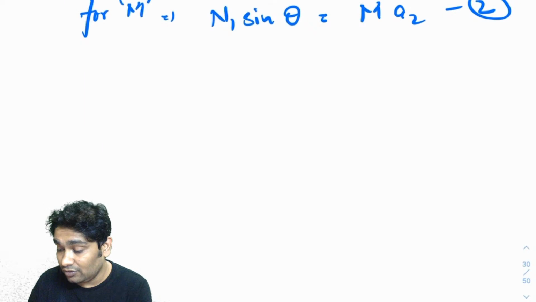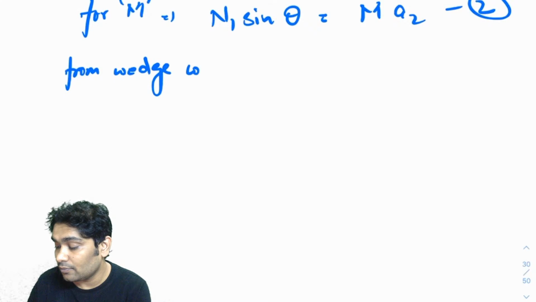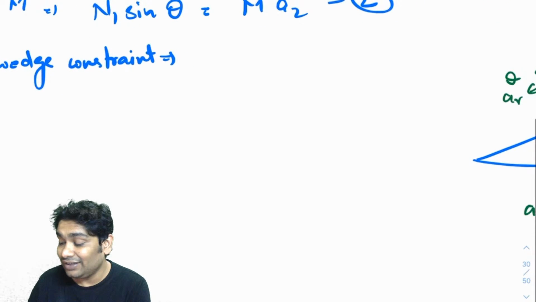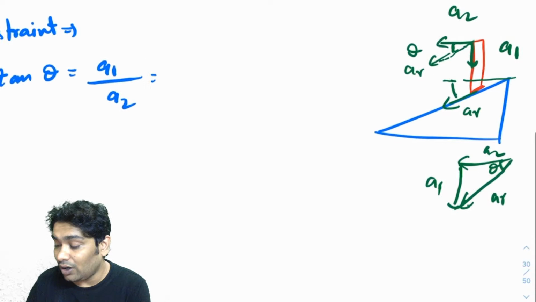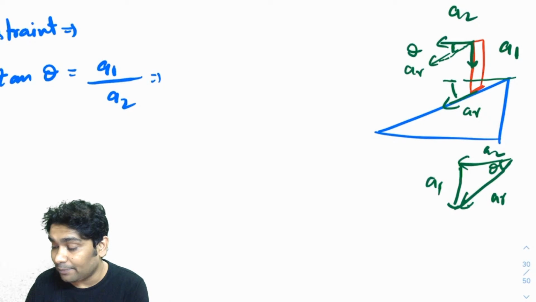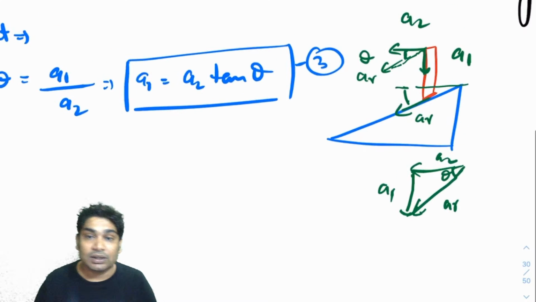Alright. From the wedge constraint, you will have that tan theta equals a1 over a2, or I can say a1 is a2 tan theta. Okay, so this is my wedge constraint equation. This is equation number 3.